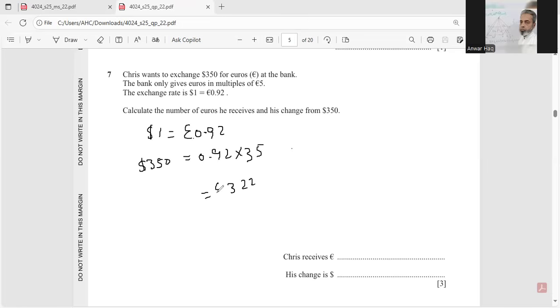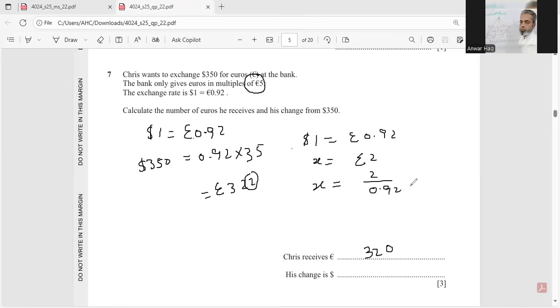322 euros. He has given that he gives in multiples of 5 euros. So we will leave the 2. The euros will be 320. So the remaining 2 will be converted into dollars. $1 is equal to 0.92 euros. Though we want to convert euros to dollars. So here you will write x. So x is equal to 2 over 0.92. By using the calculator, we will get the answer.